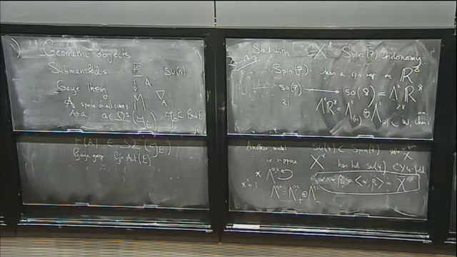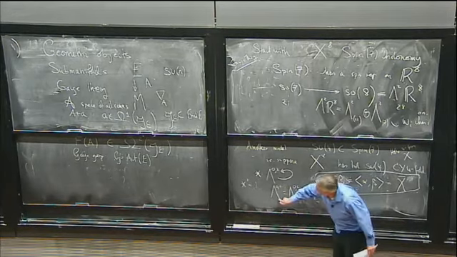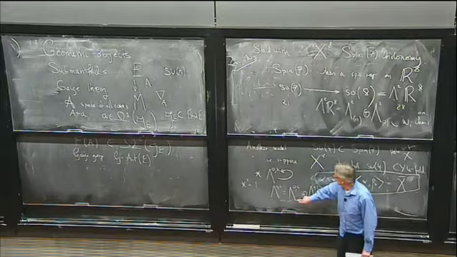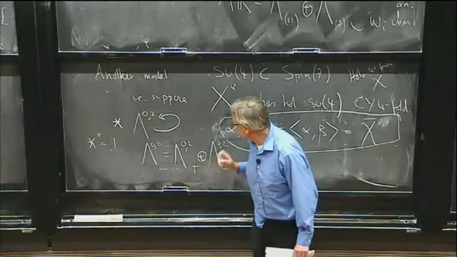But I say beware, these are real. So this is a complex six-dimensional space, and these are real six-dimensional spaces. Multiplying by I takes one to the other one.